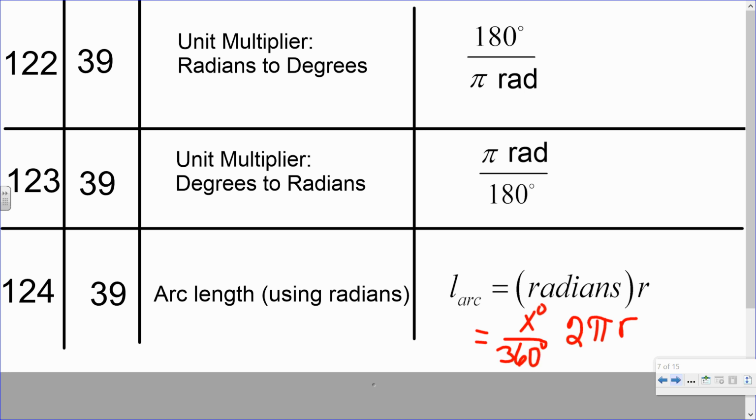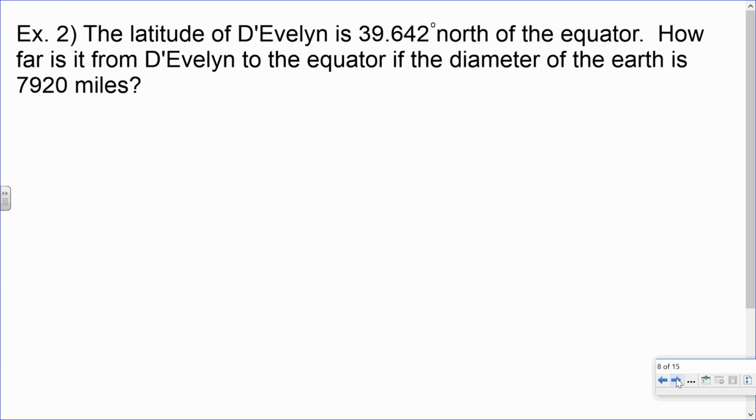Where this formula is really, really nice is when you have the occasional problem where they give you the measure in radians. It's a lot shorter just to take whatever that is times r and not convert it to degrees and then divide that by 360 and then times 2 pi r. Everybody good with that?